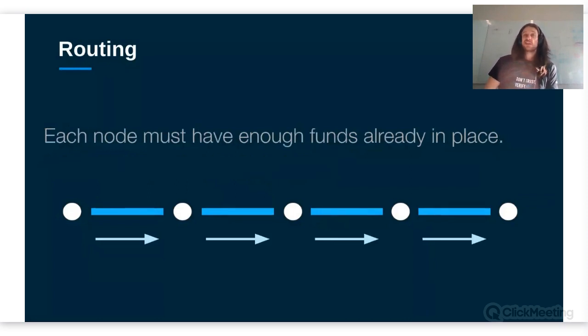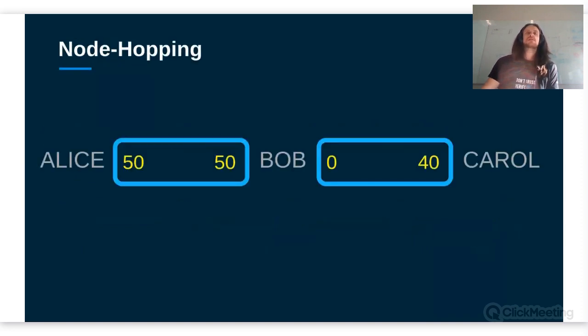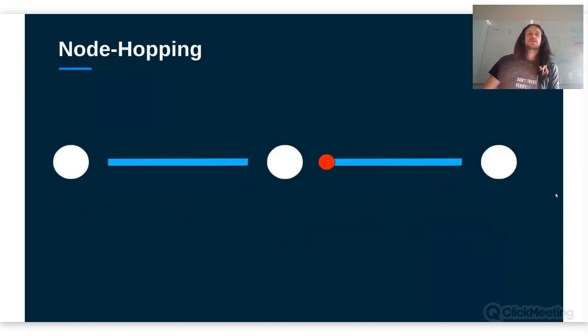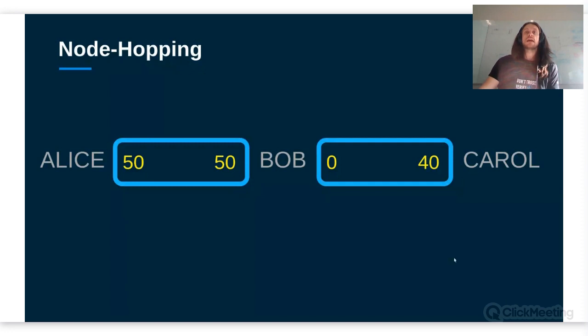The thing to make sure of is that each node must have the funds already in place. So what that means is, let's say we had this state of the network where Bob had 0 funds at the end of his channel to Carol. If Alice wanted to send any money to Carol, she couldn't go through this route because Bob doesn't have the funds to send to Carol.